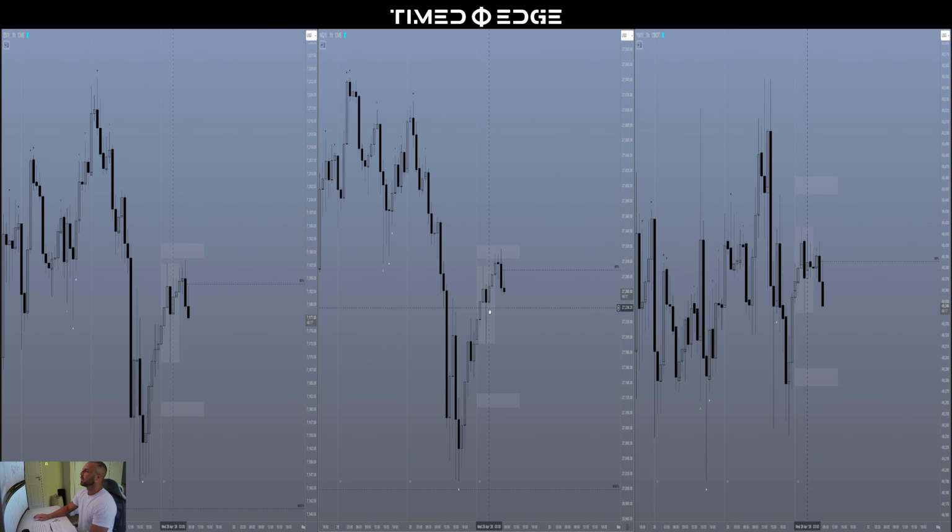Asia has accumulated, right? So we're expecting manipulation above. Yeah, we're expecting manipulation in London. We've had an Asia range, we're expecting manipulation in London, and we're expecting this to now continue down. If price does start to push down and we get some fair value gaps opening up, then we might be able to trade that. At the moment, there's nothing to do.